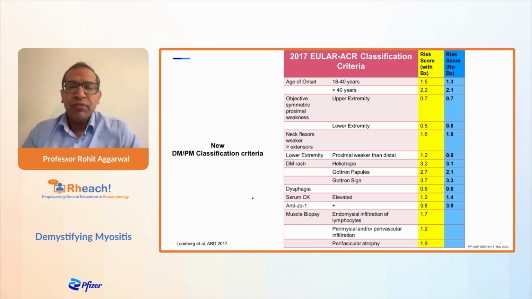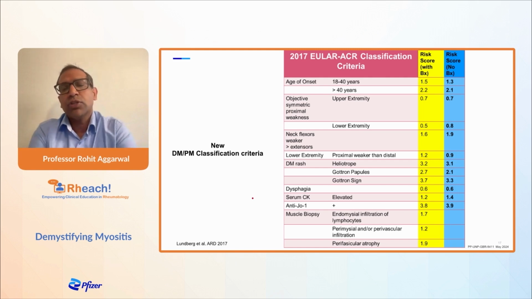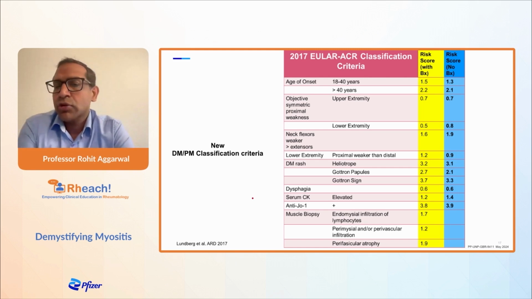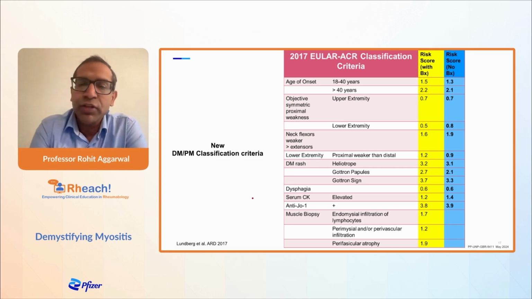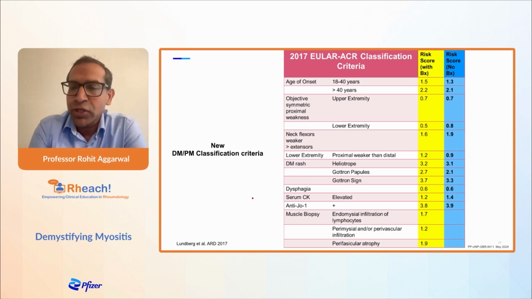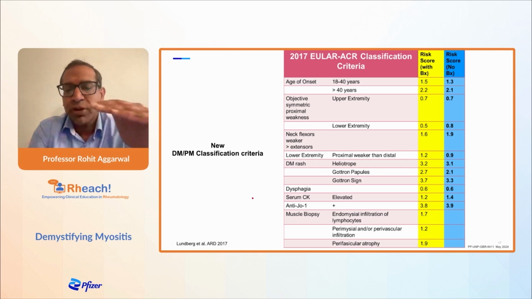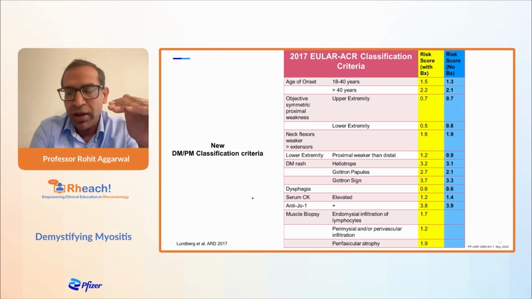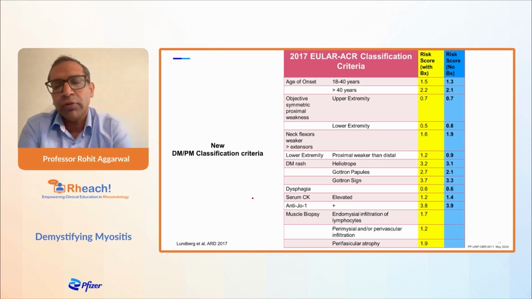So what has happened in the field now is we've developed new classification criteria, called the 2017 EULAR-ACR classification criteria, which you can see on your screen. The way this works is you have various clinical features that you evaluate in your patient, and then give a risk score based on each clinical feature if it's present. There are 2 sets of clinical risk scores: one if you have a muscle biopsy, another if you don't. If you meet a certain threshold, then you have a definite classification for myositis. If you meet a lower threshold, you have a probable classification for myositis.